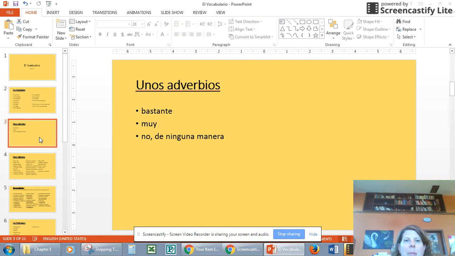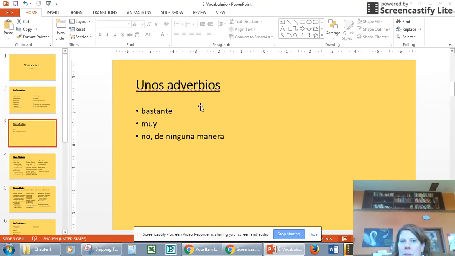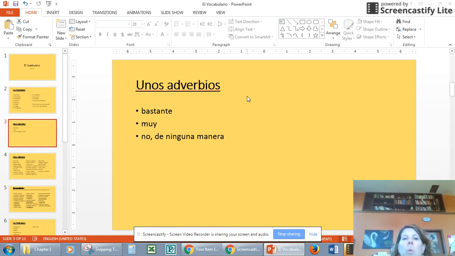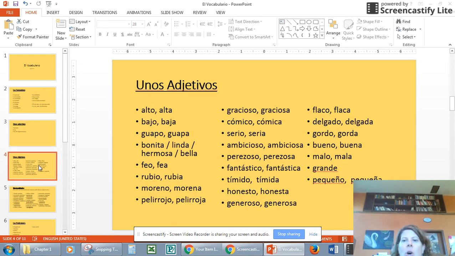Okay. Unos adverbios. Adverbios are adverbs. We're not going to have a whole lot of them at this point in time. Bastante means enough. Muy means very. No de ninguna manera is no, not in any way. All right, we're just cruising through these. Unos adjetivos, some adjectives. This is where it's going to take a little bit of time.